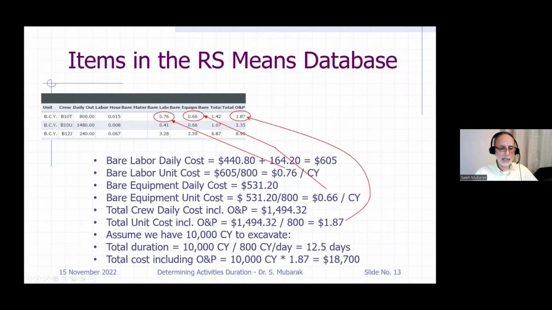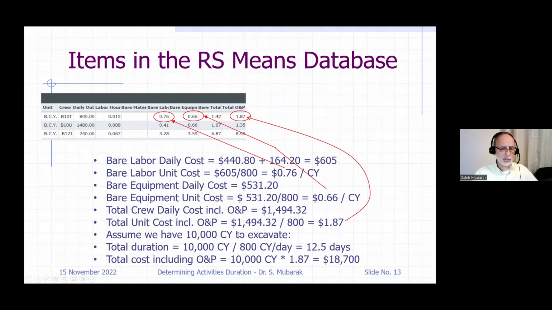And I'm not going to go over every calculation here, but this shows how we got the 76 cents per cubic yard for labor, 66 cents for equipment. If you add them together, it's $1.42. And if you add overhead and profit, it becomes 1.87. By the way, those are 2019 numbers. Then prices went up now. I checked it. I think this is like 88 and 78, something like that.